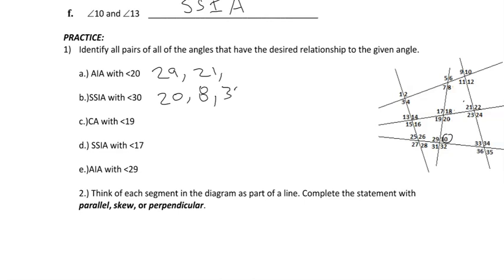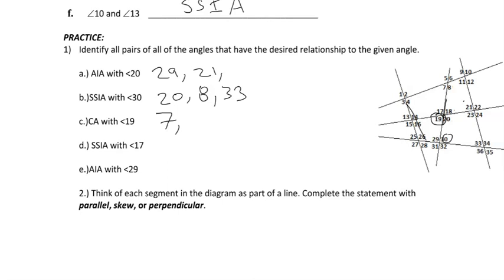And 33. All right, let's move on to another one. What about with angle 19? Here is 19. What is a corresponding angle? Well, if it was this line, here's the transversal, bottom left and bottom left. So that would be angle 7.